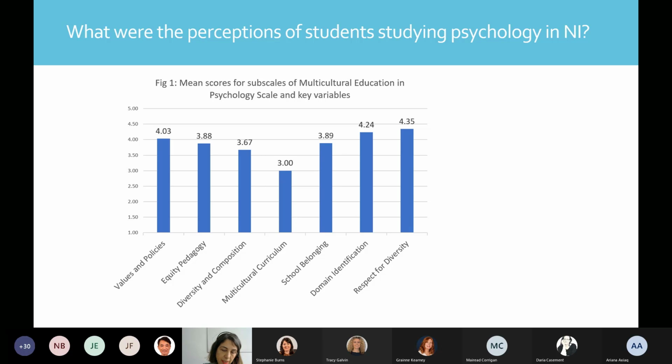What was less agreed, and not surprising probably, is the levels of diversity at the staff and student level, which is diversity and composition here, and the lowest value was multicultural curriculum. And in terms of the student outcomes, you see that most students reported overall high school belonging, strong domain identification with psychology, and high respect for diversity.